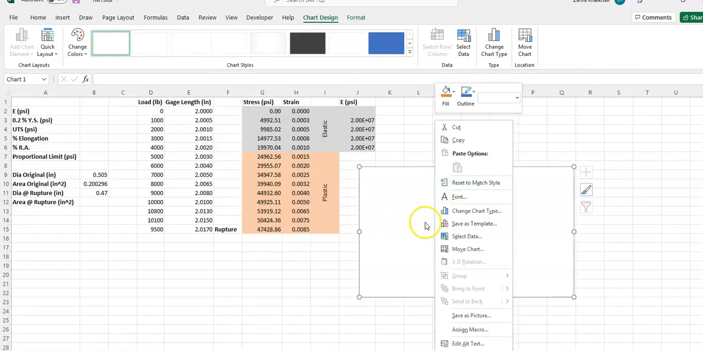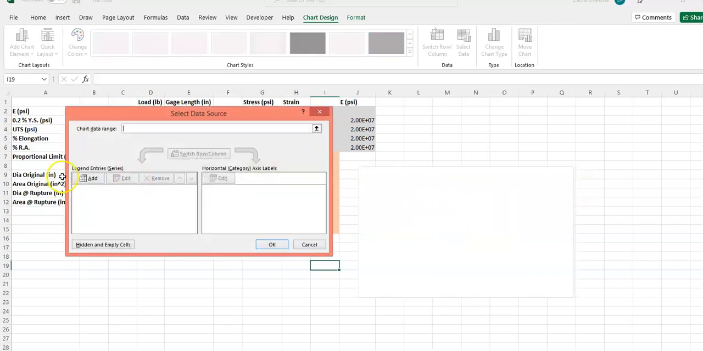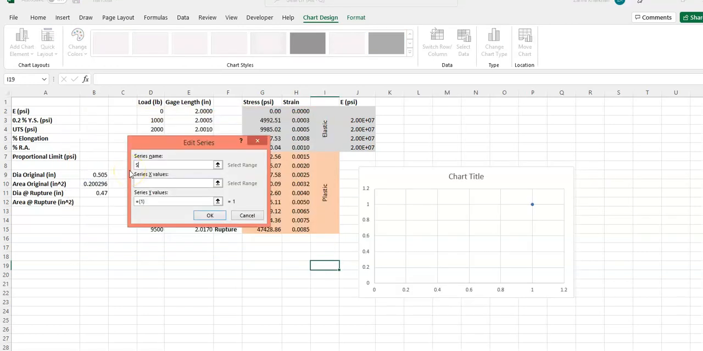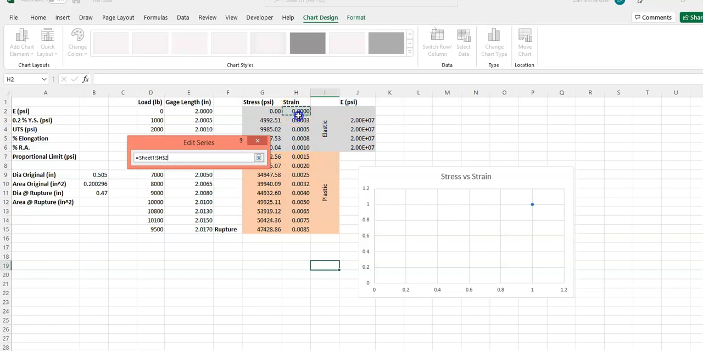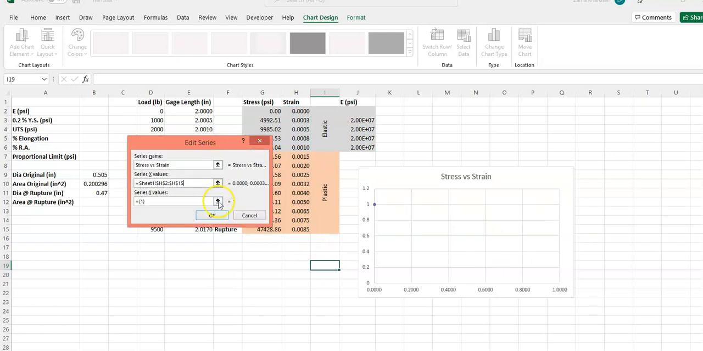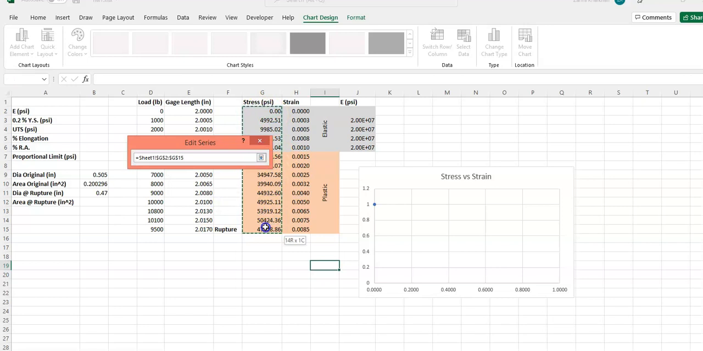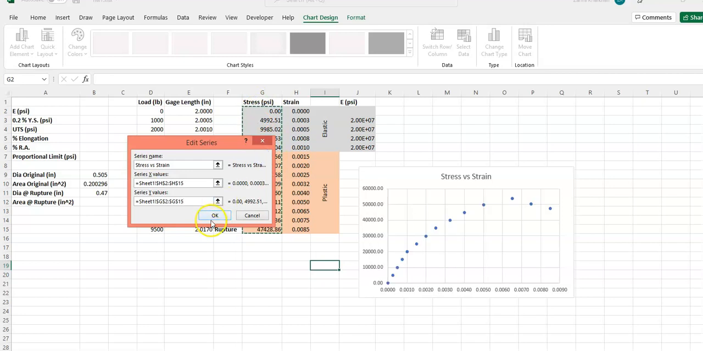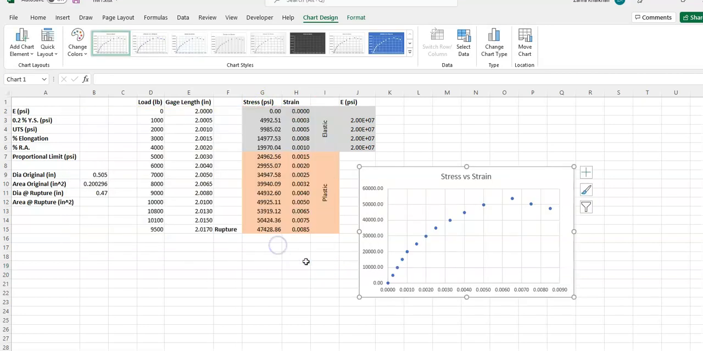So inside the chart, right click and click on select data, add stress versus strain. For X values, I'm going to select strain. For Y values, select stress. Click OK, OK. And here we have the plot.